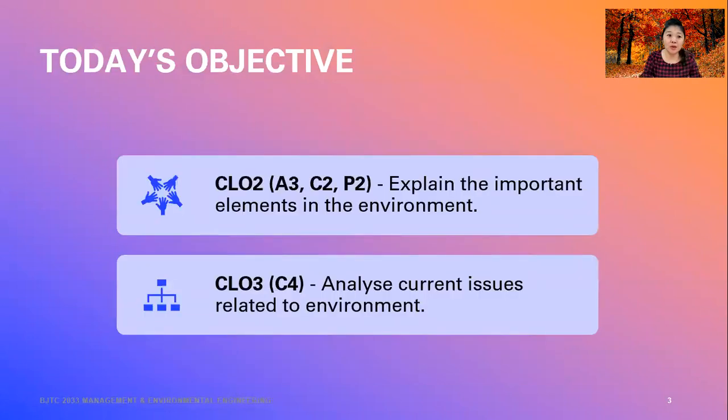So this is our learning objective for today, CLO2 and also CLO3. First, you need to learn how to explain the important element in the environment. Today the important element is wastewater. Secondly, analyze the current issues that relate to the environment, so you must know how to analyze them. When you hear that a factory releases some of its processed wastewater to the river, making the river change color, that is something you need to know how to analyze. So you can describe it as wastewater pollution.